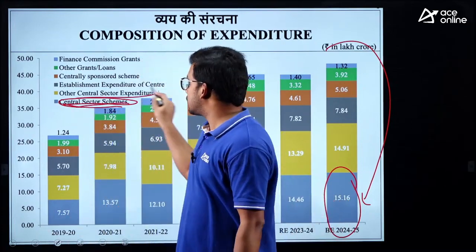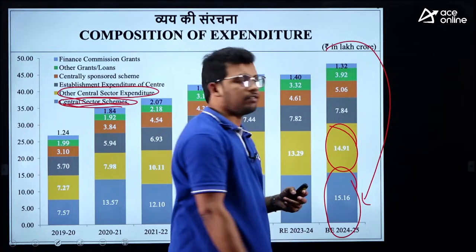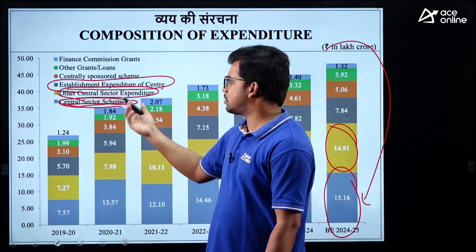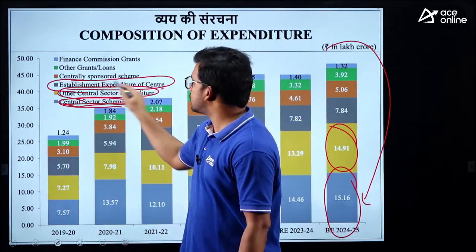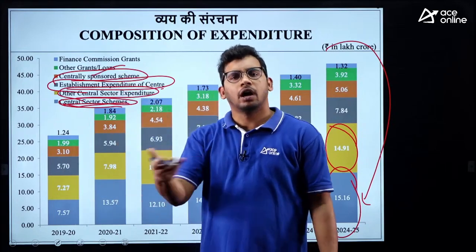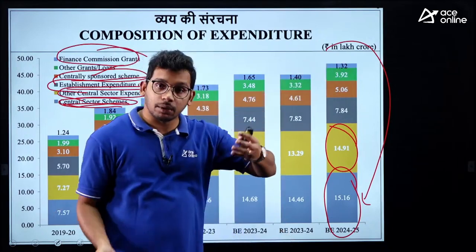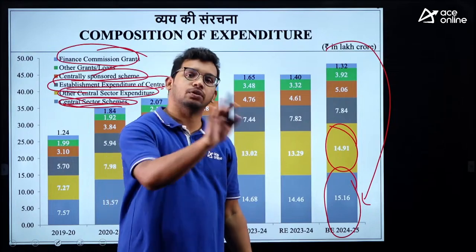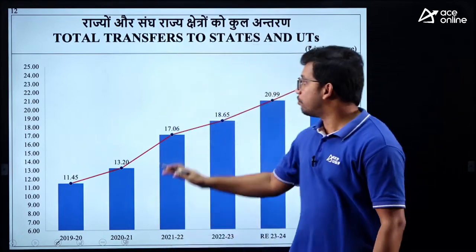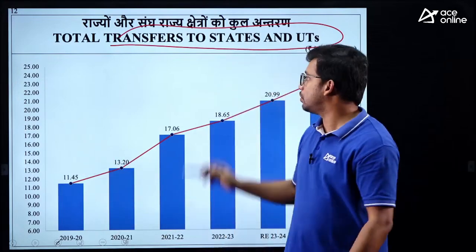15.16 lakh crore. Other central sector expenditure, that means there are many other central sector items like devolution and all, is 14.91 lakh crore. Then establishment expenditure of the center, so anything that they have established newly, 7.84. Then centrally sponsored schemes, you can see here 5.89. Other grants and loans to other countries like Bhutan, India gives loans. Finally, finance commission grants, right. Whatever the finance commission has recommended to be given by the center to the panchayats or state governments is 1.32%. Now this is devolution of money by the center to the states, the total transfer that the central government is giving to the states and union territories, right.